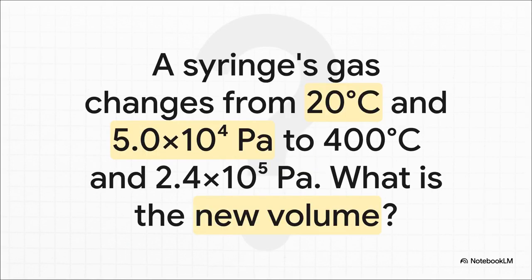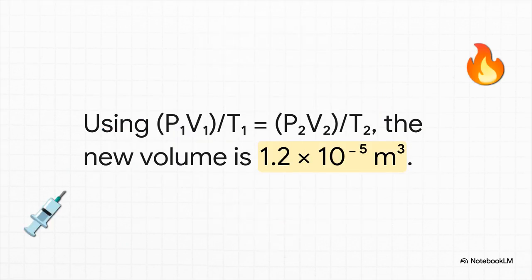Okay, let's level up. In this one, we've got a syringe of helium where the pressure, the volume, and the temperature are all changing. This is the perfect job for the combined gas law. And notice how they give you the temperatures in Celsius? That's a classic trap. Our very first step has to be converting those to Kelvin. So we take our combined gas law and just rearrange it to solve for the final volume, V2.